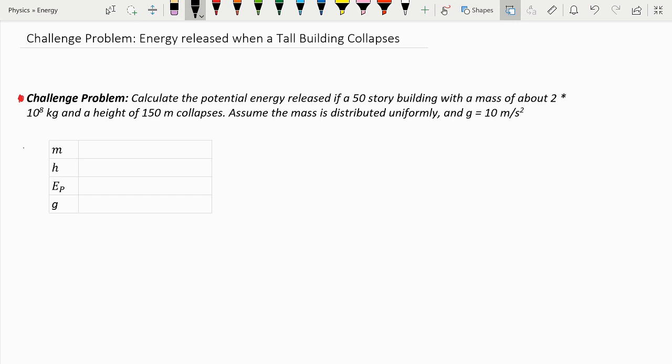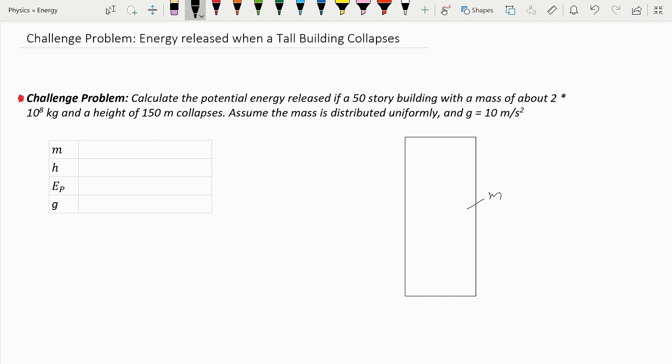So the first thing I'm going to do is draw the diagram. So if that is the building basically, then this would be its mass, and if we're assuming this is taken before the building collapses, then it's pretty much at rest.